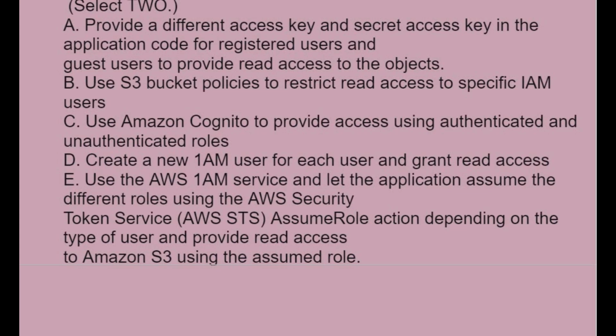Option E. Use the AWS IAM service and let the application assume the different roles using the AWS Security Token Service AWS STS assume role action depending on the type of the user and provide read access to Amazon S3 using the assumed role. Correct answer is option C and option E.